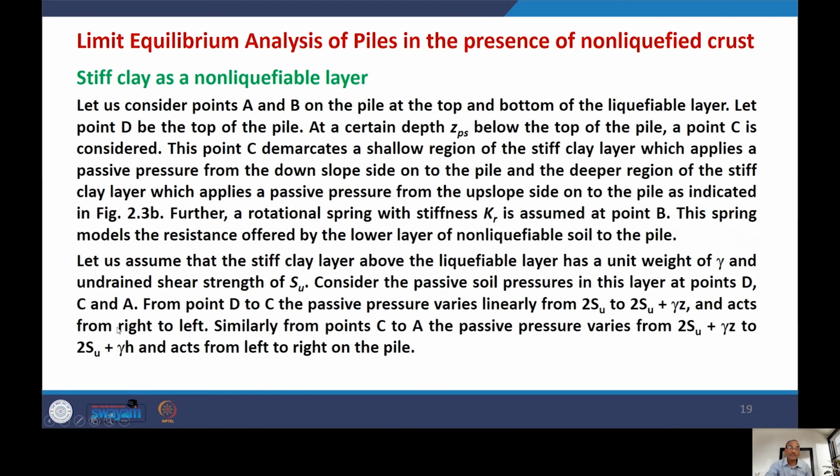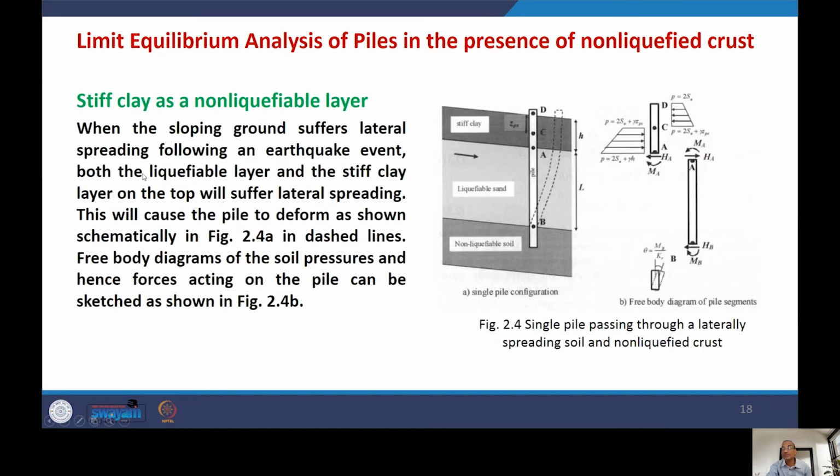Then, assuming that the stiff clay layer above the liquefiable layer has a unit weight of gamma and undrained shear strength Su, consider the passive soil pressure in this layer at points D, C, and A. From point D to C, the passive pressure varies linearly from 2Su to 2Su plus gamma Z, which is shown in this figure. So here, between D and C, it is starting from 2Su. At point C, it becomes 2Su plus gamma Z.